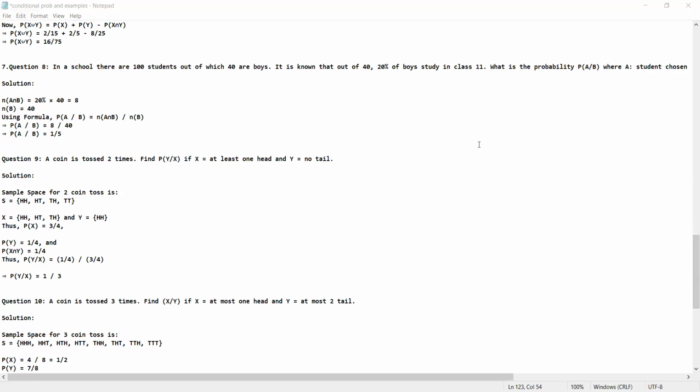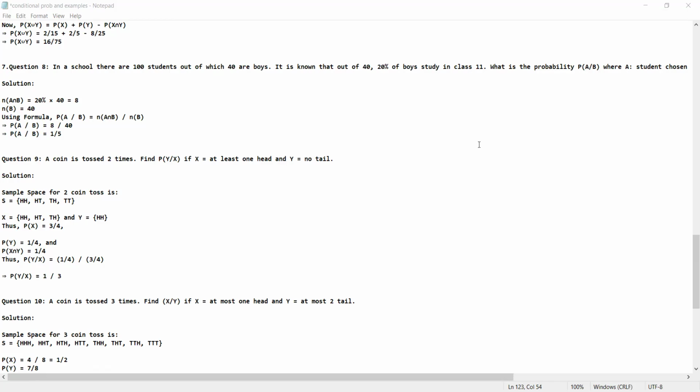Now we will calculate n of A intersection B, that is the common people. n of A intersection B equals 20% of 40, which equals 8. If we want to calculate the common people between those two, we have to calculate n of A intersection B. From that we got the value 8. Next, n of B. What is the value of n of B? It is the number of boys out of the 100 students, that equals 40.